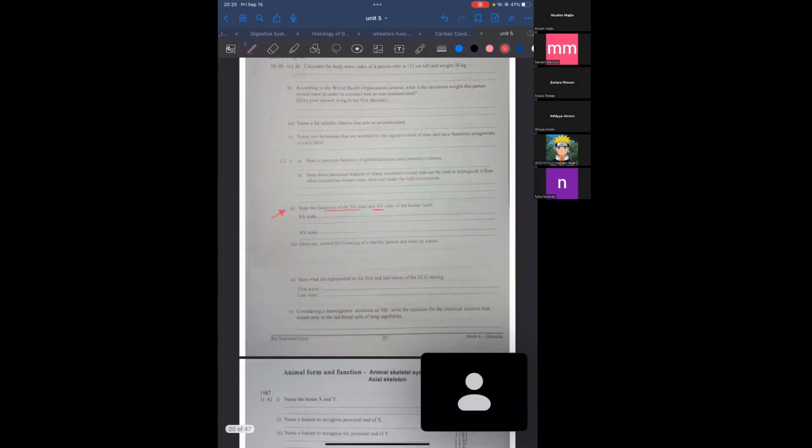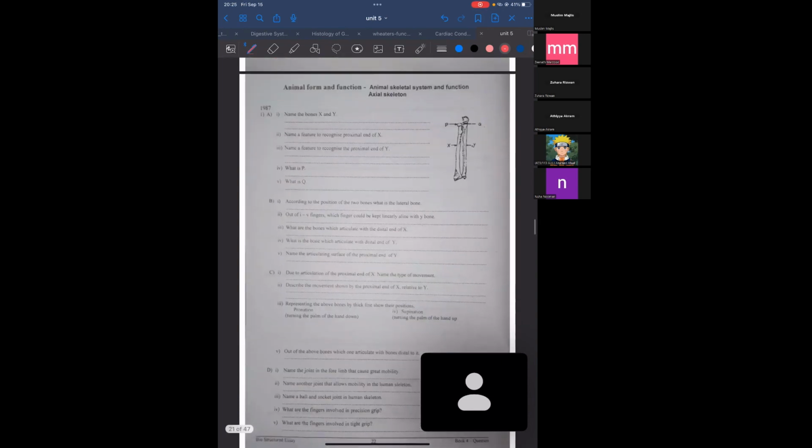And then they're asking you to draw the normal ECG. You draw the P wave, you draw the QRS, and then the T wave. Make sure the T wave is smaller than the P wave. State what is represented by the first and last waves, P and T. You can do that. Okay, that's it.